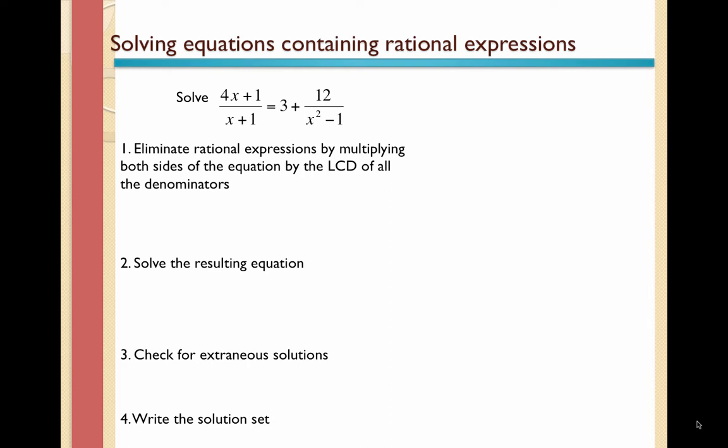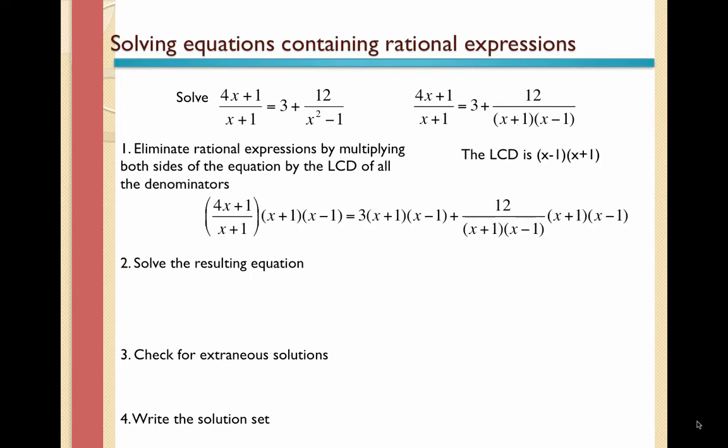This example is not quite as straightforward. It's a little bit harder to see what the common denominator is. In fact, if you go ahead and factor your denominators, it's easier to see. So our common denominator is x plus 1 times x minus 1. We're going to take that and multiply it by everything. Now I know that's a lot of stuff there.